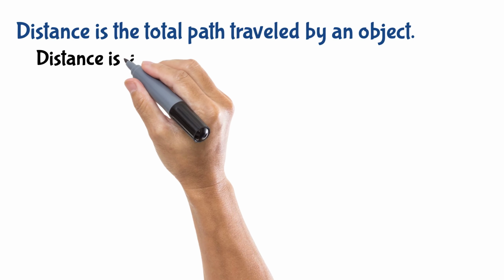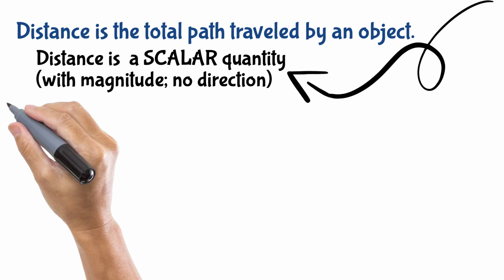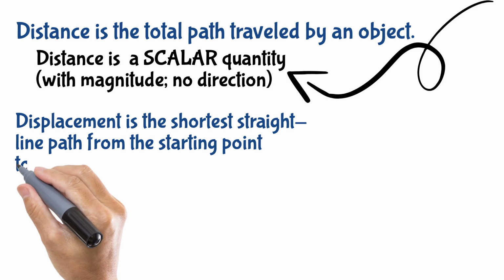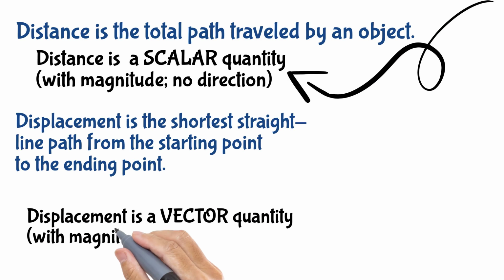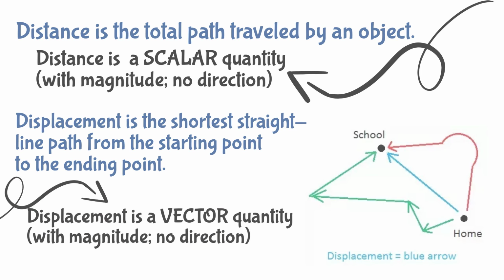It tells how far you have gone, regardless of direction. That is why distance is a scalar quantity. On the other hand, displacement is the shortest straight-line path from the starting point to the ending point. It includes both magnitude and direction. That is why displacement is a vector quantity.